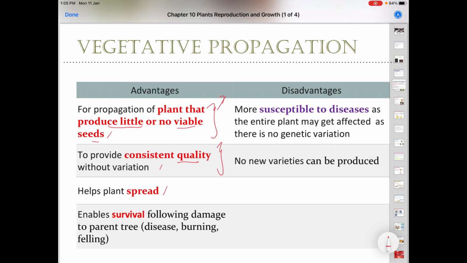The disadvantage: plants which undergo vegetative propagation are more susceptible to disease, because there is no genetic variation. That's why genetic variation is sometimes quite important in order to counter disease. And the second disadvantage, no new varieties can be produced from the process.